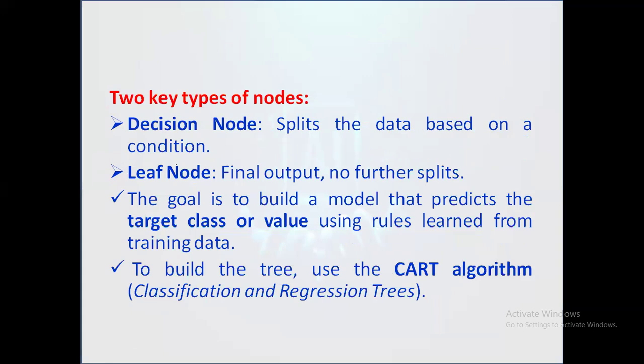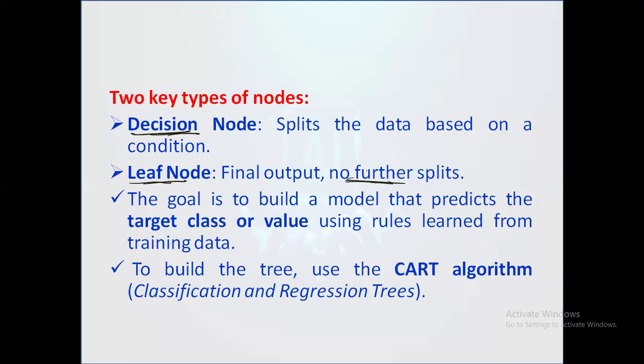There are two fundamental types of nodes in a decision tree: the decision node and the leaf node. A decision node is where the model splits the data based on feature values using a decision rule. A leaf node, on the other hand, gives the final decision or prediction and has no further splits or branches.